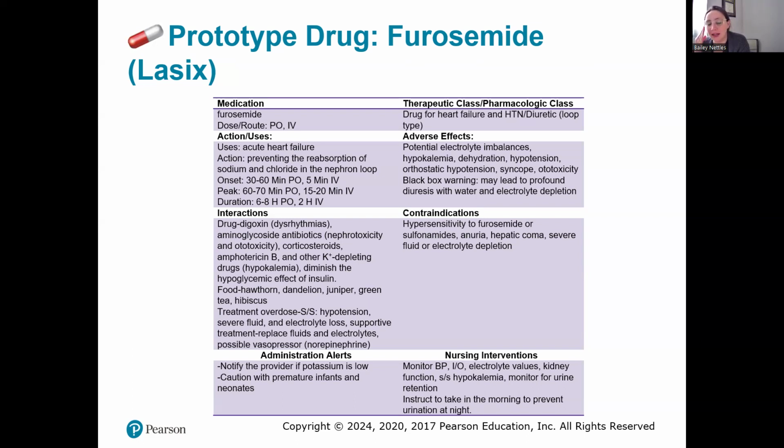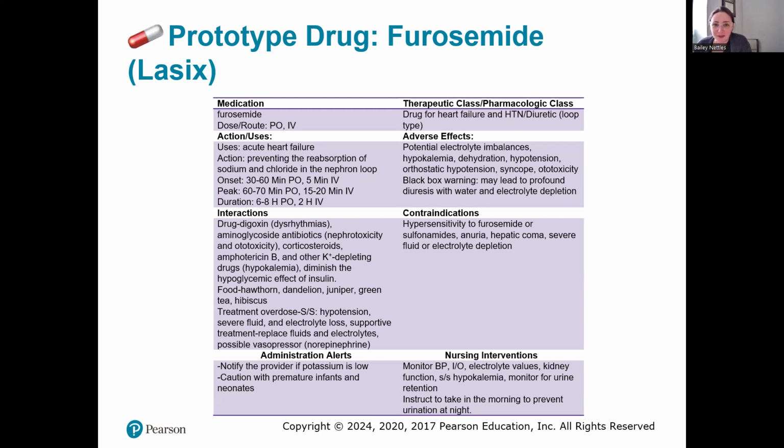It also has a black box warning that it may lead to profound diuresis with water and electrolyte depletion. We want to avoid digoxin, aminoglycoside antibiotics, corticosteroids, amphotericin B, and other potassium-depleting drugs. It also can diminish the effects of insulin, so it doesn't lower your blood sugar as much. You might want to monitor the blood sugar for sure. We're going to avoid hawthorn, dandelion, juniper, green tea, and hibiscus. Overdose, you guessed it: low blood pressure, severe fluid and electrolyte loss. So it worked too well.